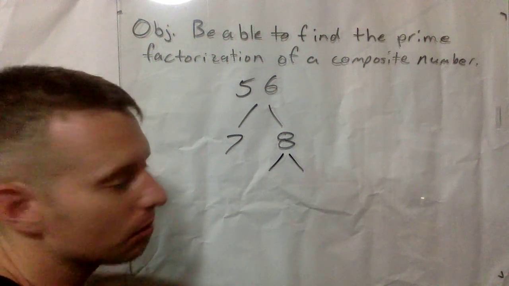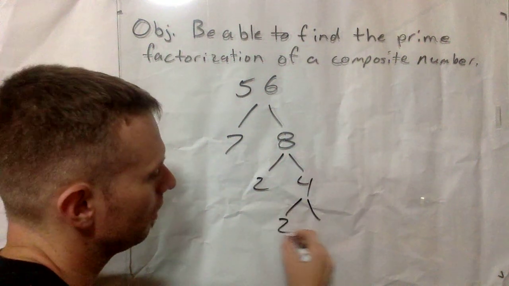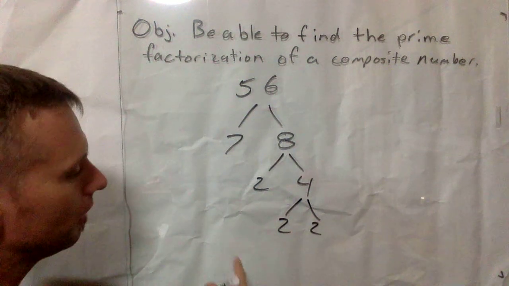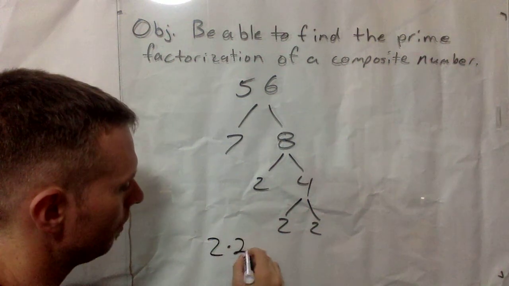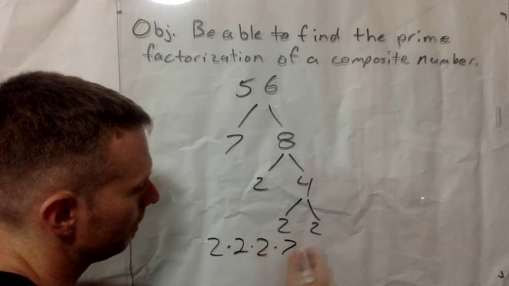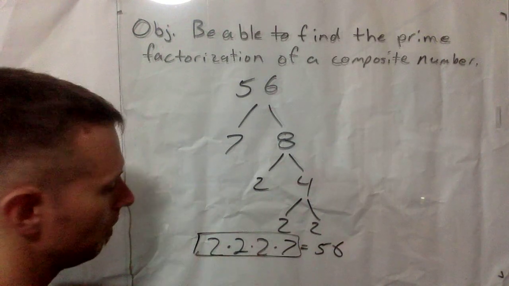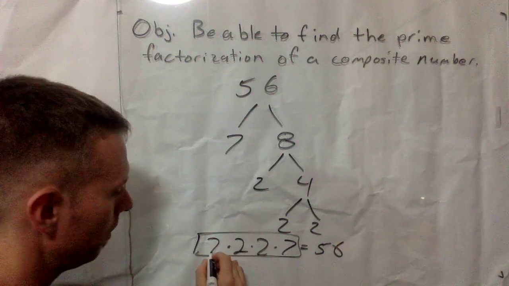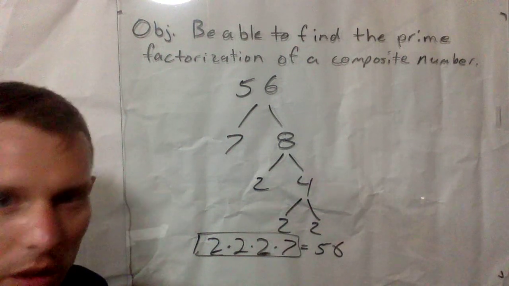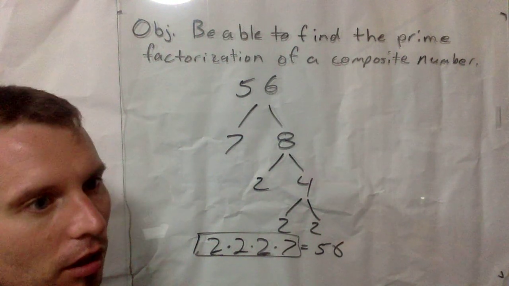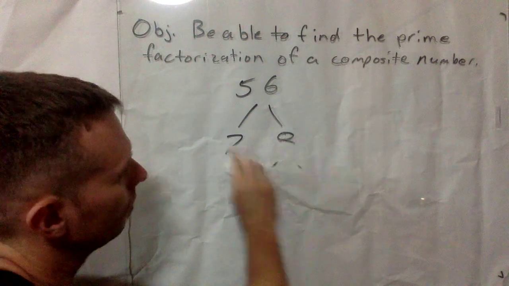Now, what times what is 8? Well, that's 2 times 4. And then 4 can break down into 2 times 2. So here we have again, and typically when we list these, we list them from least to greatest. So we'll write 2 times 2 times 2 times 7 equals 56. And this will be the prime factorization for 56.